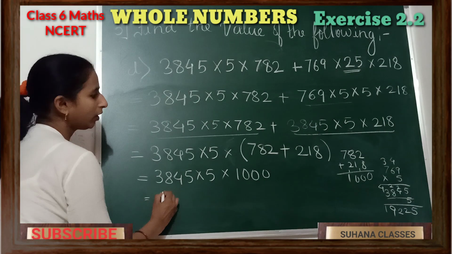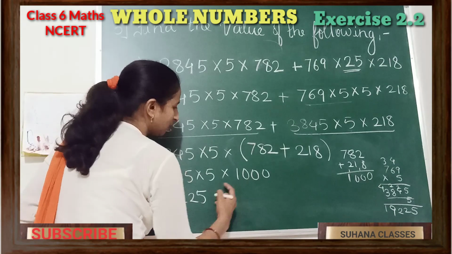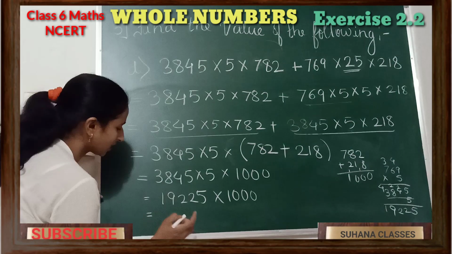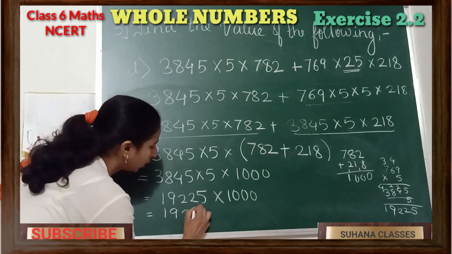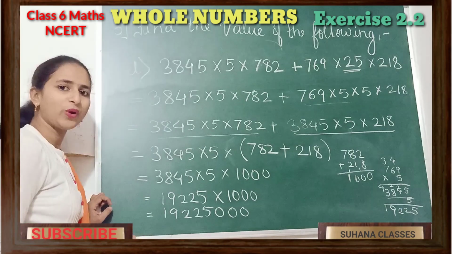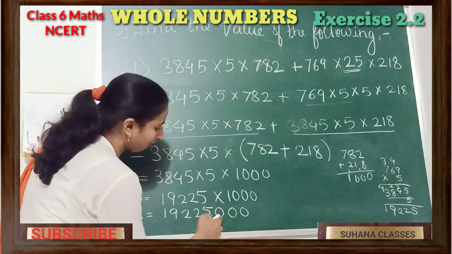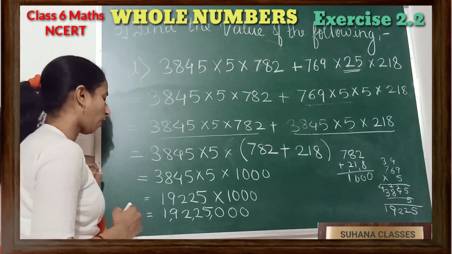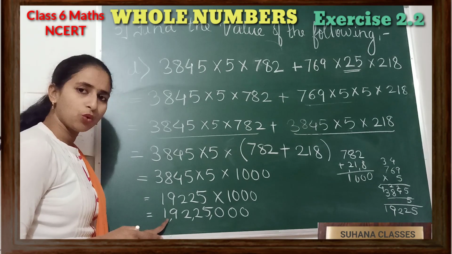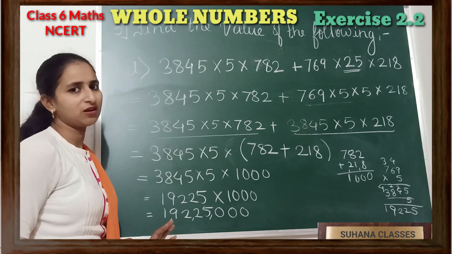Yes, what answer I got? 19225, and these 3 zeros whatever are remaining, I'll do in next step. So my last answer will be 19225, and just add 3 zeros here. Isn't it very easy? So students, now let's give commas here. After 3 numbers, after 2 numbers, after 1. Okay. Now what is my answer here? 1,92,25,000. So this is my final answer.